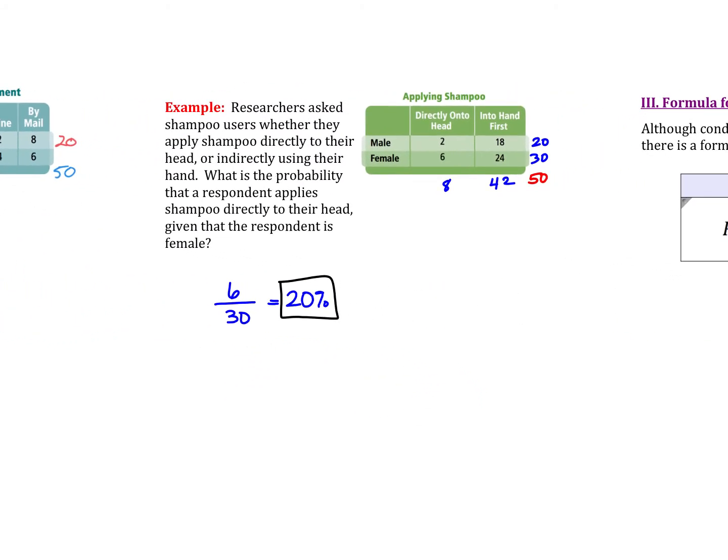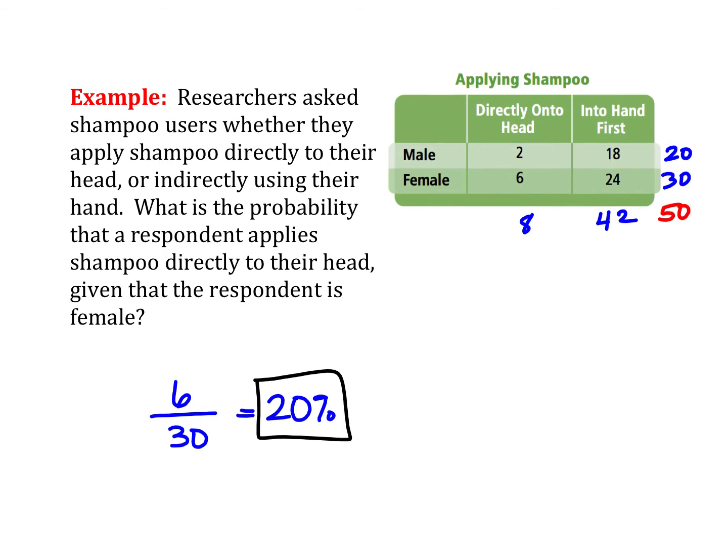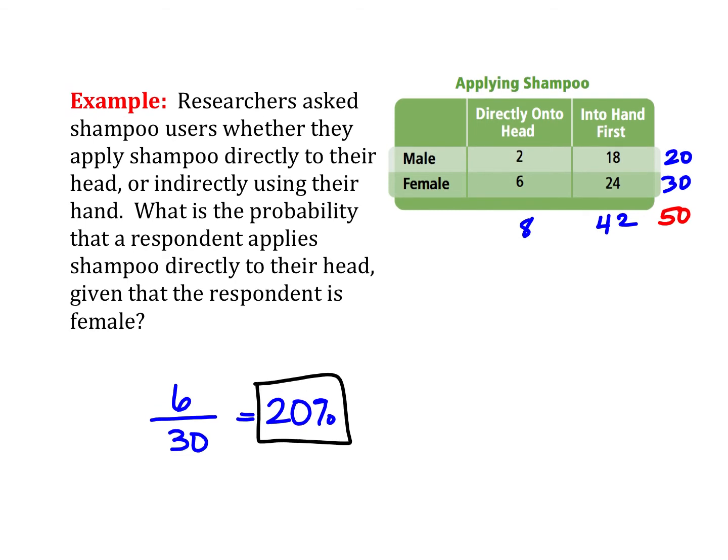All right, next one. This one's kind of worked out for us already. Researchers ask shampoo users whether they apply shampoo directly to their head or indirectly using their hand, which, for the record, I don't think I've ever encountered anyone who just squirts shampoo directly onto their head. I feel like I always go into the hand, rub your hands together, lather, rinse, and if you got the time, repeat. But that's neither here nor there.